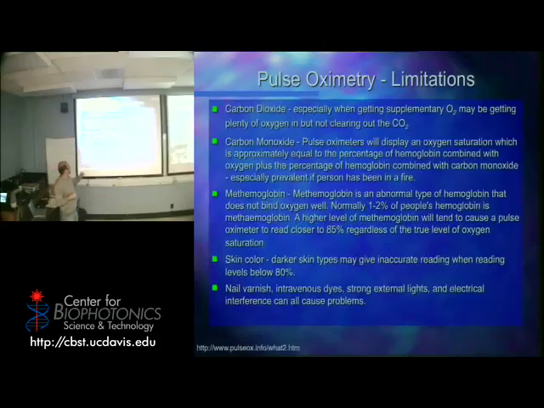Methemoglobin. It's an abnormal type of hemoglobin that does not bind oxygen well. Normally, 1 to 2% of people's hemoglobin is methemoglobin. A higher level will tend to cause a pulse oximeter to read closer to 85%, regardless of the true level of oxygen saturation. So you could go in, get this thing on, and it measures 85%. They think you're about to die. Okay, everything gets brought up. But the reason it's showing that is because you happen to have a normally high level of methemoglobin, which is a genetic condition.